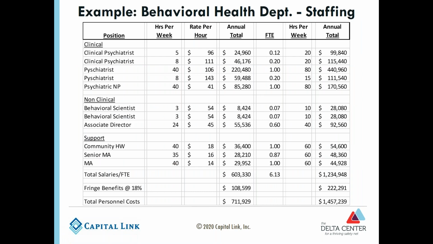So this slide basically says, when we set out to do behavioral health, the hours per week, rate per hour, and the annual total, we identified the positions that we'd want to have. On the left-hand side you get clinical psychiatrists, behavioral scientists, et cetera. We started out with a very small presence in that initial pass, and that had about a $700,000 price tag in terms of cost for the salaries of the people involved.